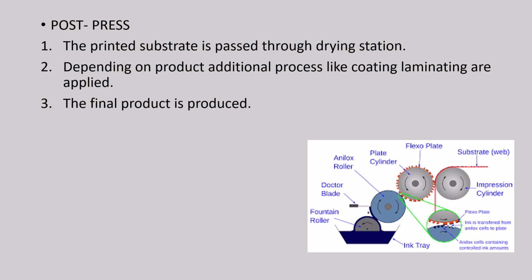on which the substrate is present. That is the impression cylinder. The ink from the flexographic plate gets transferred to the substrate which is present on the impression cylinder. So the clockwise and anti-clockwise movement of the cylinders, one moving clockwise and the next anti-clockwise, helps the transfer of ink from the ink tray to the flexographic plate, and then from the flexographic plate to the substrate.